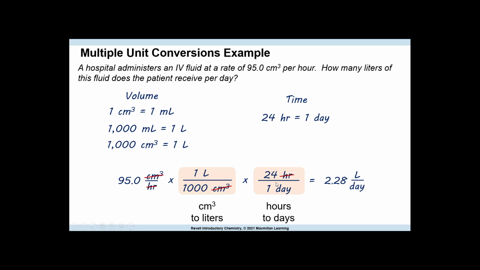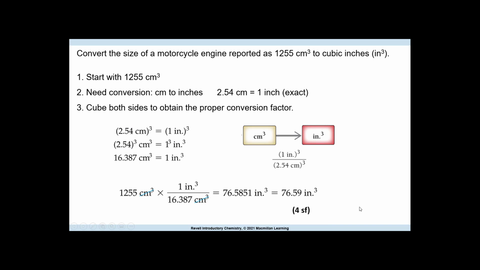And then we have 24 hours in 1 day, which is what it's asking. How many liters of this fluid does the patient receive per day? So we want liters per day. We cancel out the centimeters cubed, we cancel out the hour, and that gives us liters per day. This is 3 units, this is exact, this is exact. So 3 sig figs, and our answer is 2.28 liters per day.